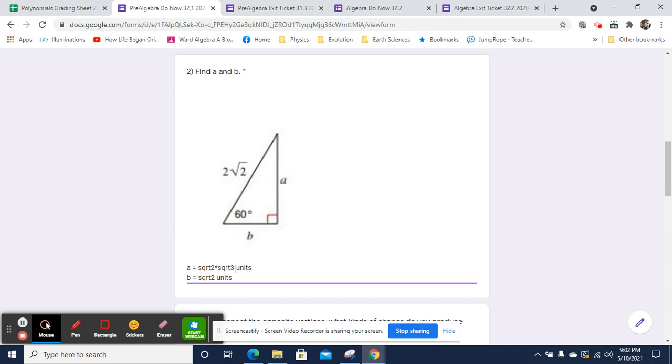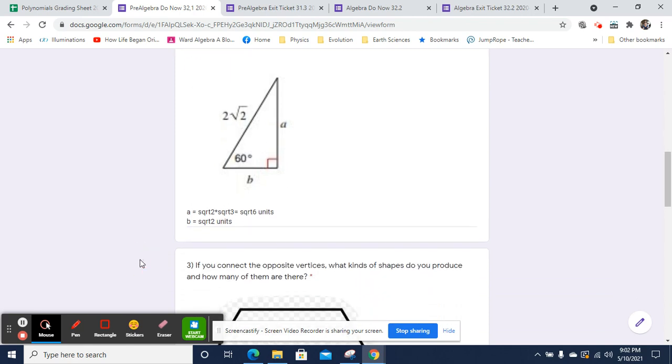So we can work that out. Square root of 2 times square root of 3 is going to be square root of 6 units. Okay, so it's square root of 6. So you can take the square root of 2 and the square root of 3, just multiply the 2 and the 3, and you end up with a square root of 6.